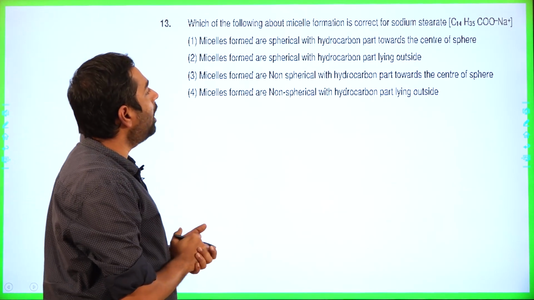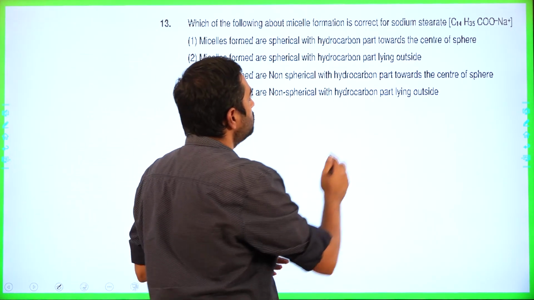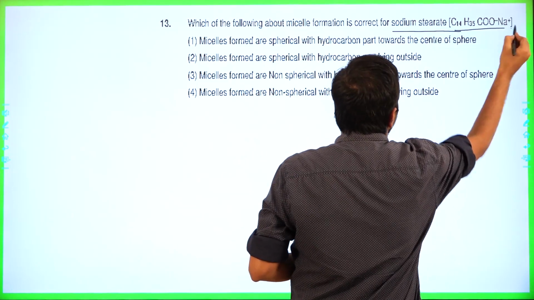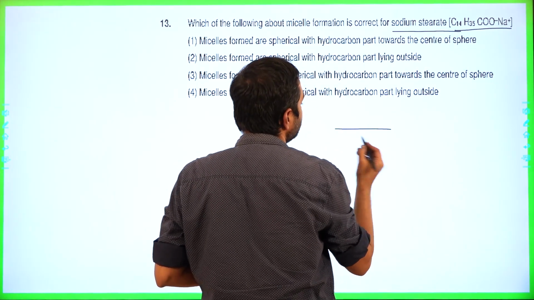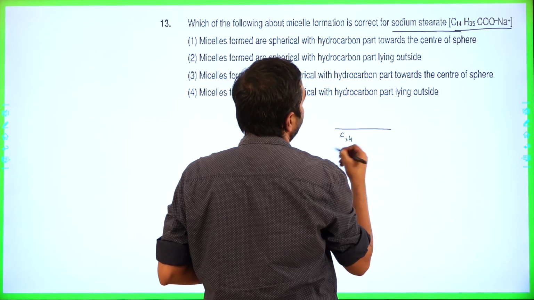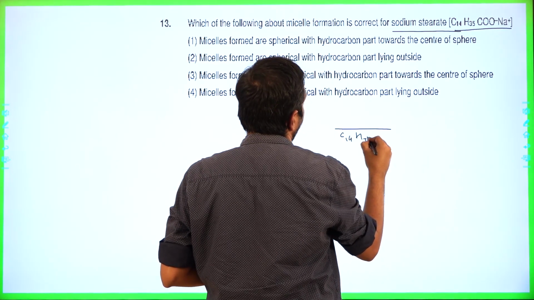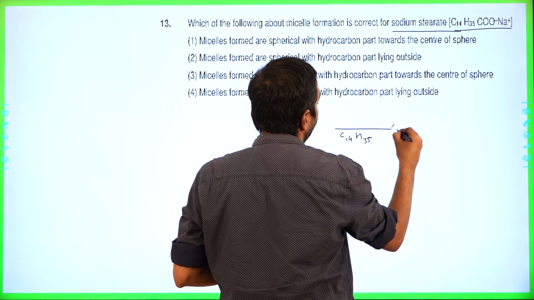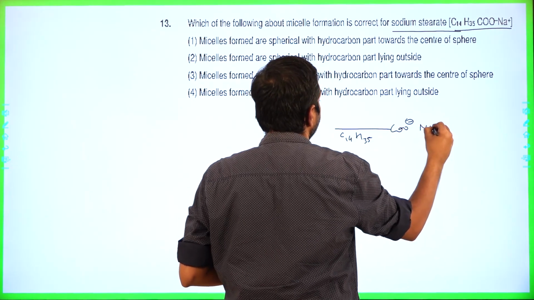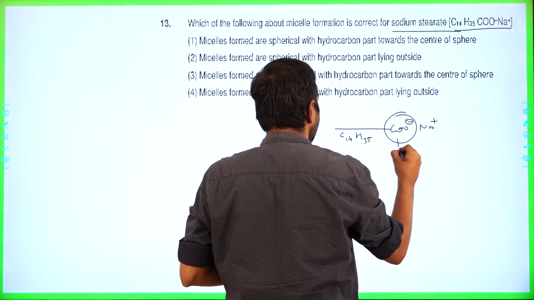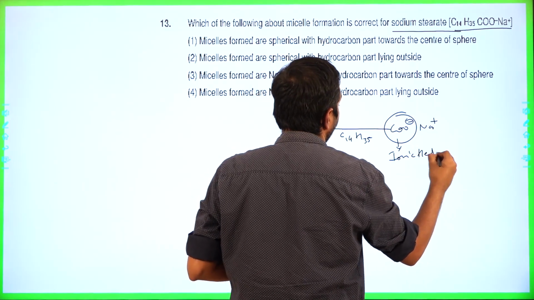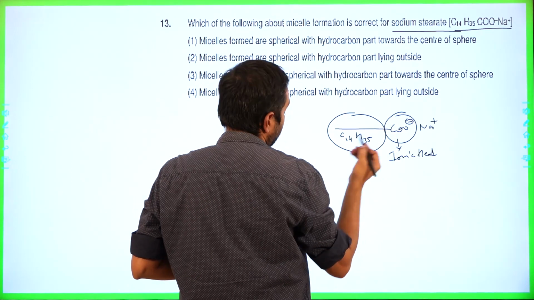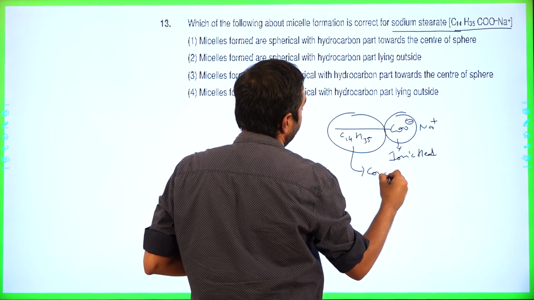Which of the following about micelle formation is correct for sodium stearate? They have given us the formula here. Sodium stearate can be considered as some long chain carbon ending, which is going to be C14H35, and we'll have an ionic ending, which is going to be COO minus Na plus. So this is going to be the ionic head, and this is going to be the covalent tail.